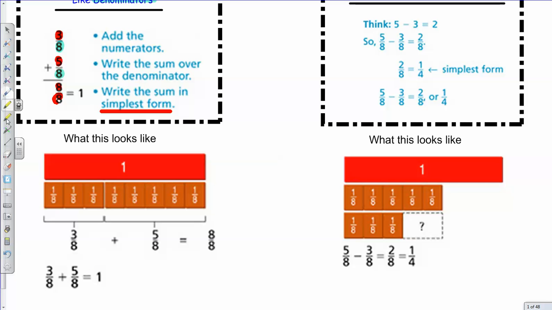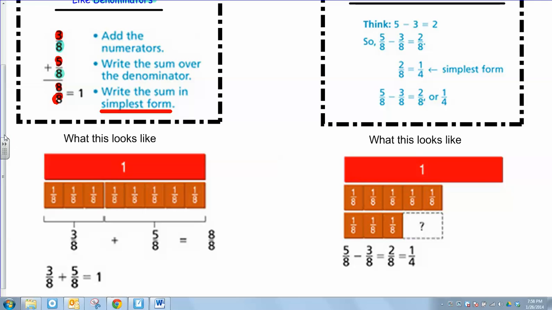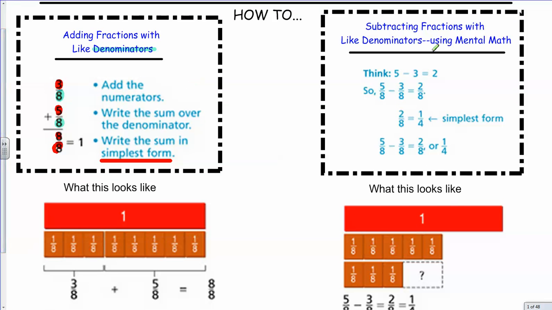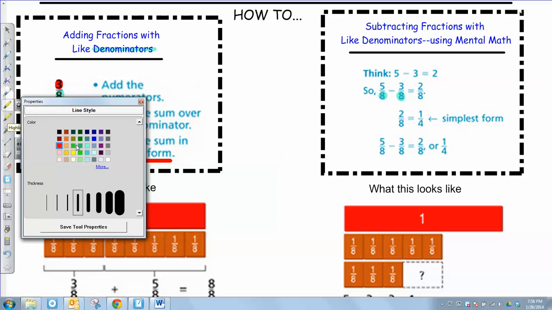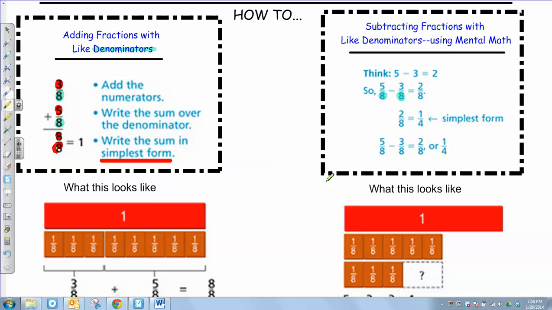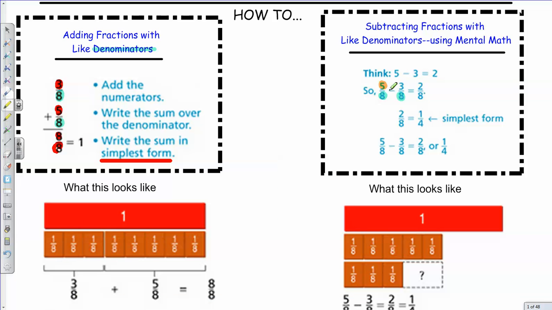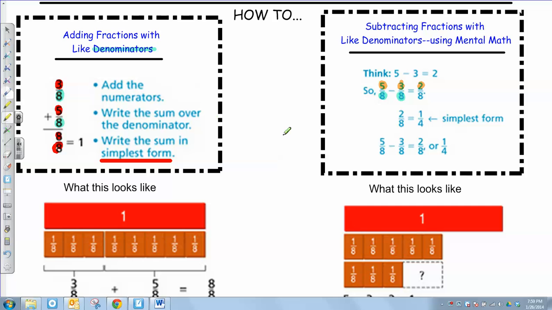Here's the good news. My rules are going to be the same for subtracting fractions with like denominators. So again, I see that I have 5/8 minus 3/8. So I see that my denominator is the same with 8. So I only have to worry about my top two numbers. What are my top two numbers in this case? Well, my top two numbers are 5 and 3. So all I have to worry about is 5 minus 3. What's 5 minus 3? It's 2. My denominator stays the same with 8.